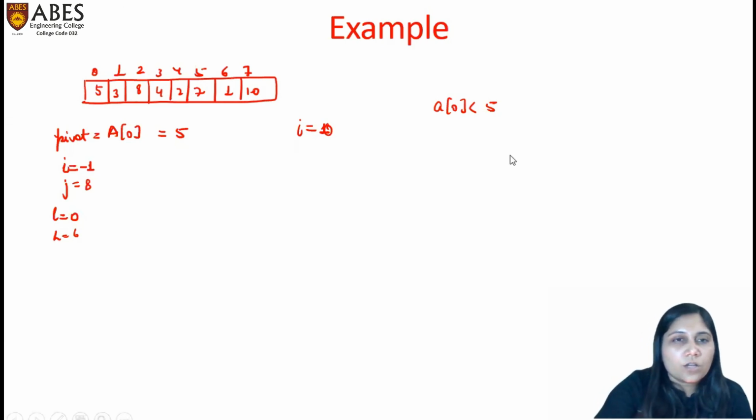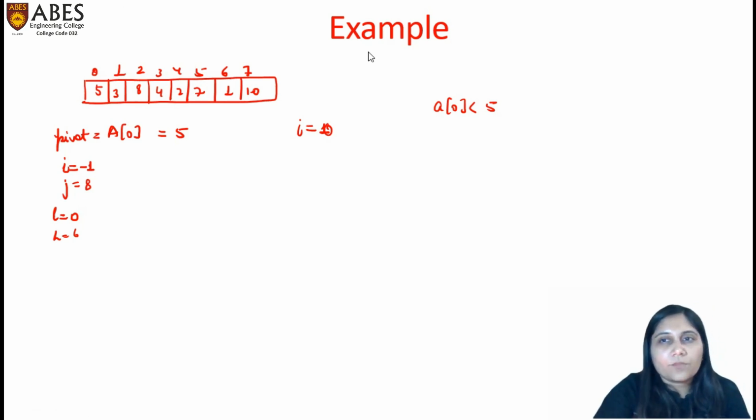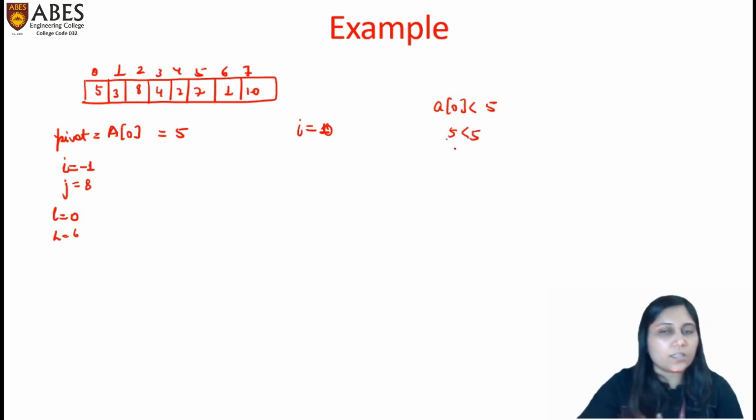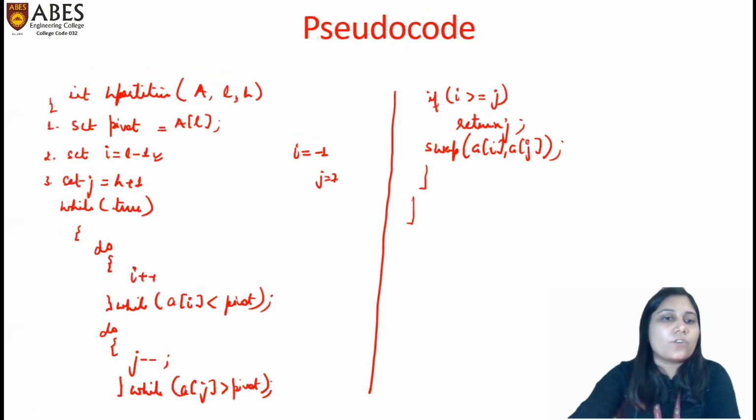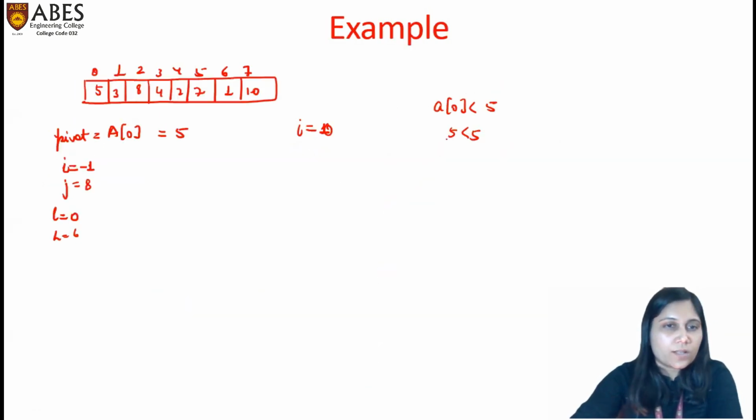Okay. So now what we have to do is we have to perform. Now let's see. So A of 0 is what? A of 0 is your 5. 5 is less than 5. Condition is false. So the condition at first has become false. So we will come out of this loop and we will go for the next loop, which is j minus minus. Okay.